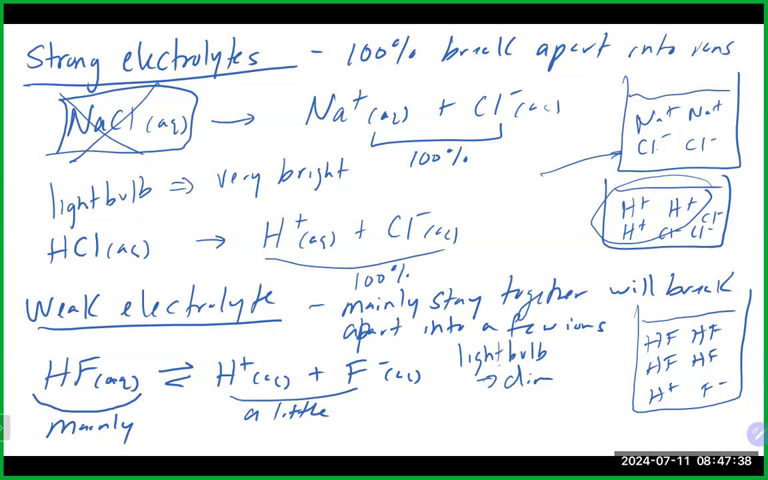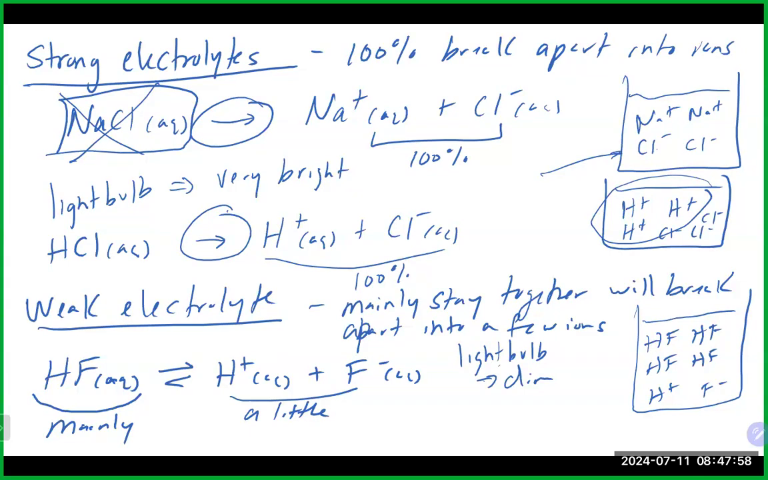Also different in terms of a strong electrolyte and a weak electrolyte are these arrows, right? So in a strong electrolyte, as I mentioned, you can think of it as a one-way street. Everybody's going to dump off to the product side, which means they're all going to break apart into ions. You got everybody breaking apart. Nobody's going back the other way.